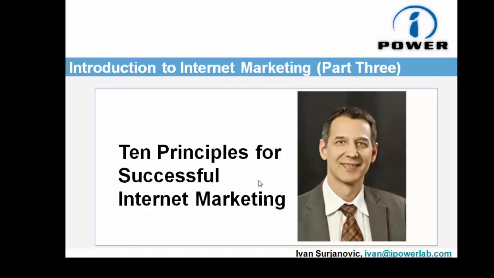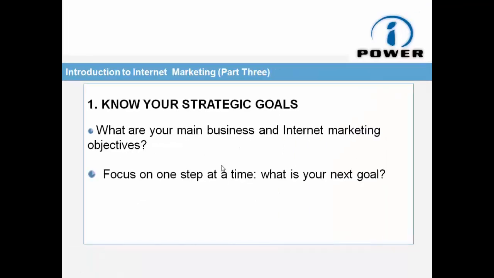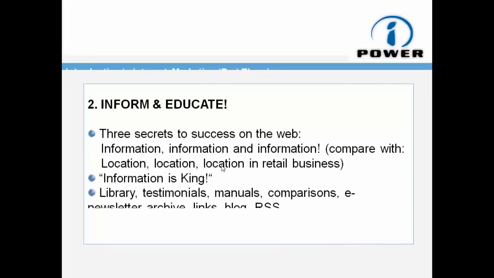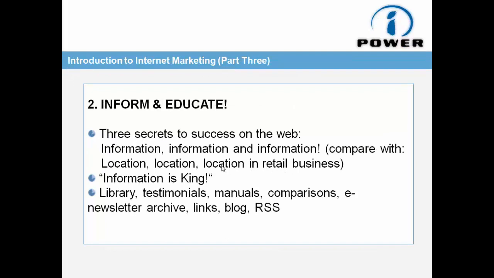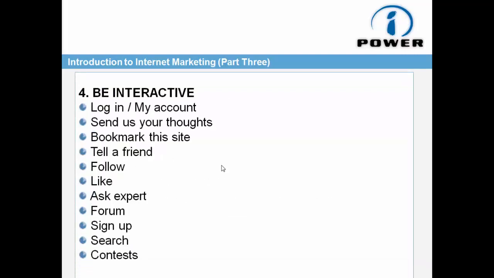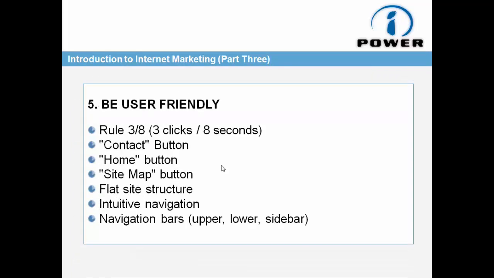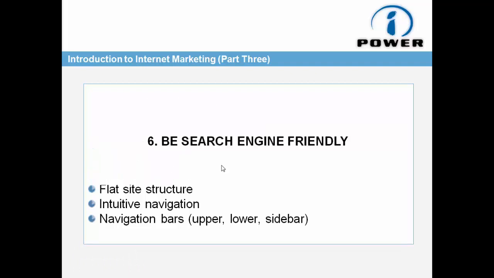We are discussing the 10 principles for successful internet marketing. We have mentioned 5. Number 1, knowing your strategy and your strategic goals. Number 2, inform and educate your customers. Number 3, be nice and attractive. Create a visually nice, appealing, powerful website. Number 4, be interactive. Provide lots of interactivity on your website. Number 5, be user-friendly. And now we are discussing 5 more principles.